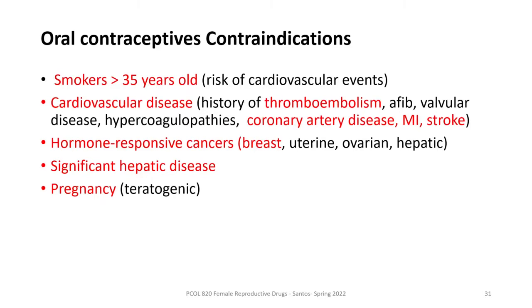If they are heavy smokers as well, there is a total contraindication due to the risk of cardiovascular events. Cardiovascular disease will be a contraindication as well, especially if there is a history of thromboembolism, coronary artery disease, myocardial infarction, or stroke. Women that have hormone-responsive cancer, especially in the breast, or significant hepatic disease. And of course, it is teratogenic if given to pregnant women.